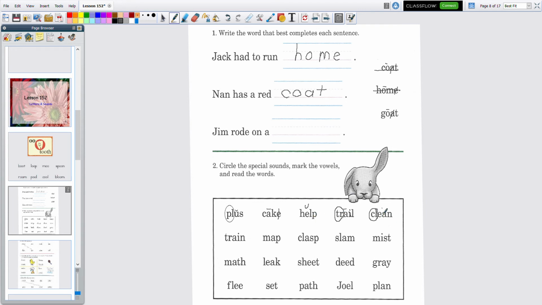Now we have E and me, but is this on the end? No. So we can't circle it. We have to mark it as a two-vowel rule. So, clean. So remember, don't mark E and me or O and go if it's in the middle of the word. If it's on the end and there's no other vowels, then you circle it. Okay? And let's go on to the next one.